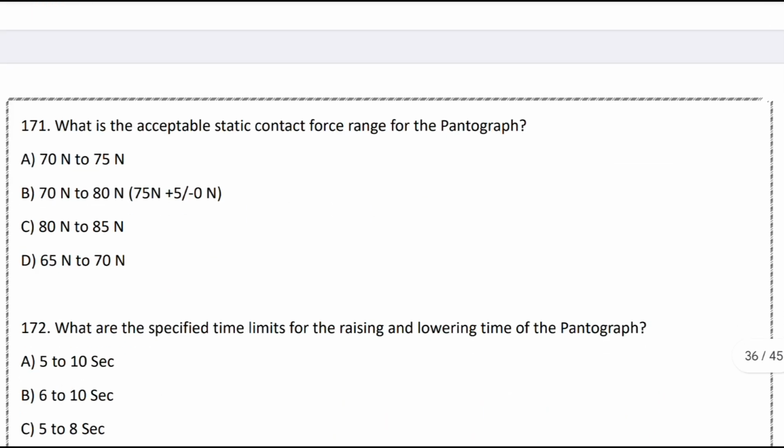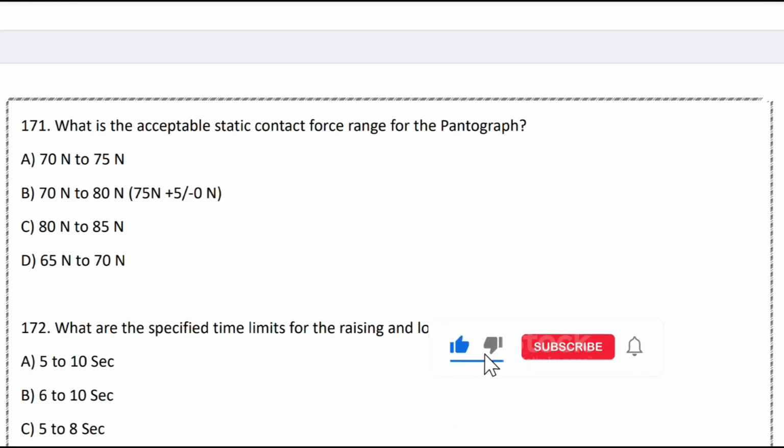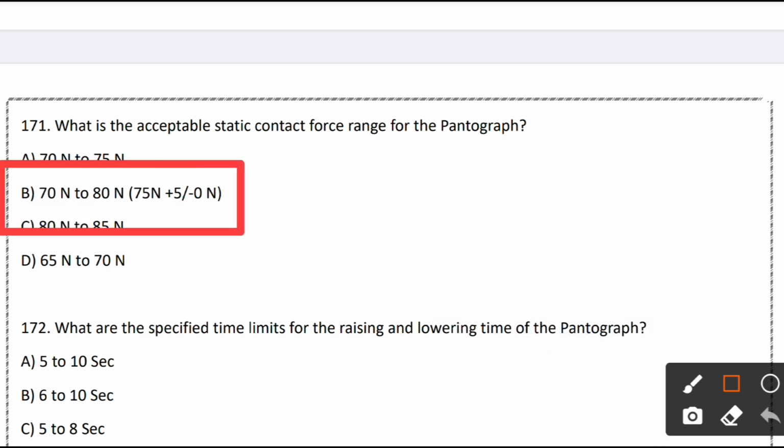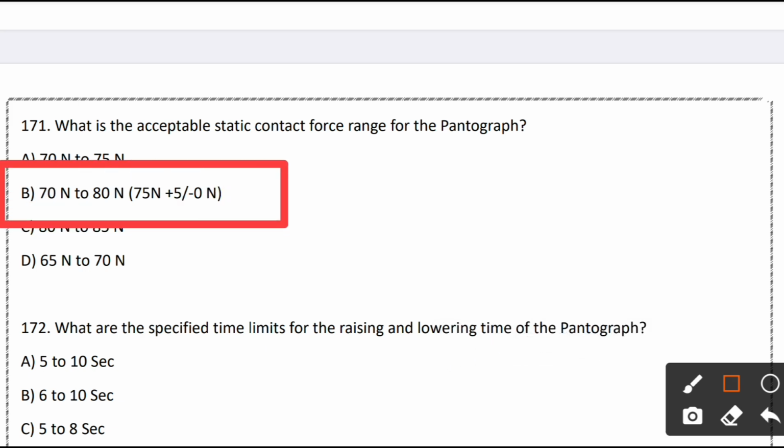171. What is the acceptable static contact force range for the pantograph? A. 70 N to 75 N, B. 70 N to 80 N, C. 80 N to 85 N, D. 65 N to 70 N. The correct answer is B. 70 N to 80 N.